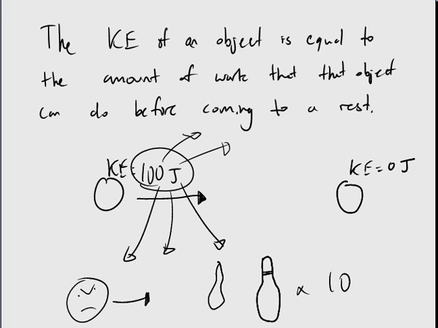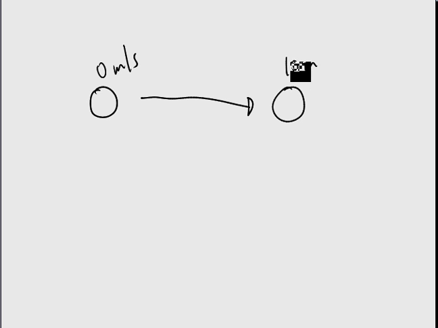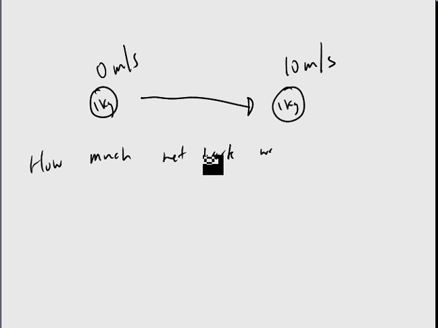So let's do a quick numerical example of the work energy theorem. So say I have a ball that's initially at rest, and then we apply a force to it over a distance, and now it's going 10 meters per second, and say that this ball is 1 kilogram. And I want to know how much net work was done on the ball.